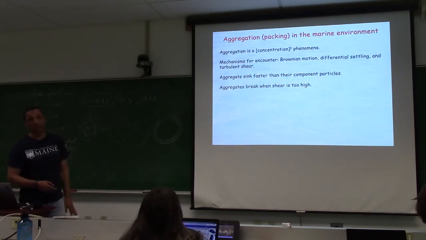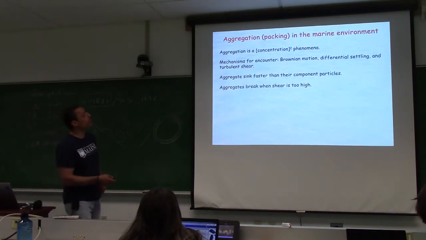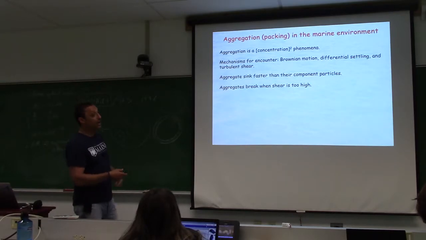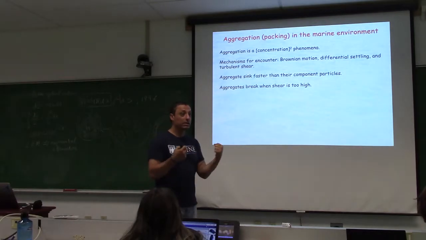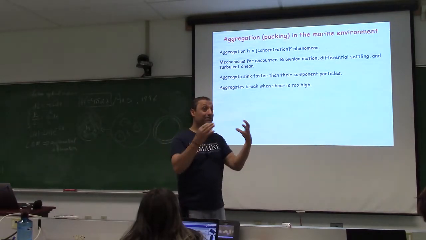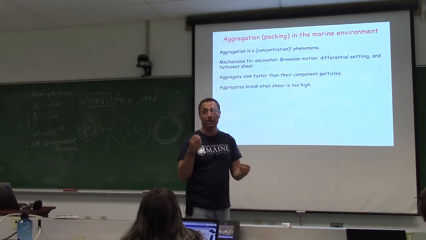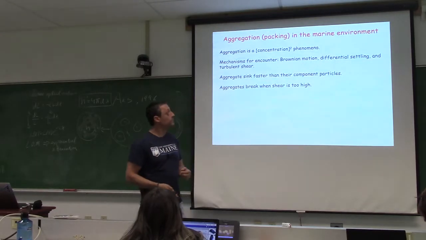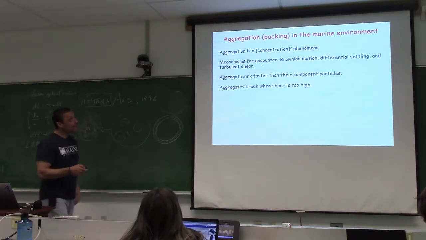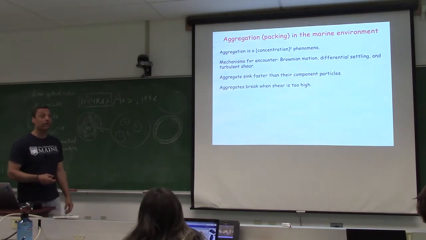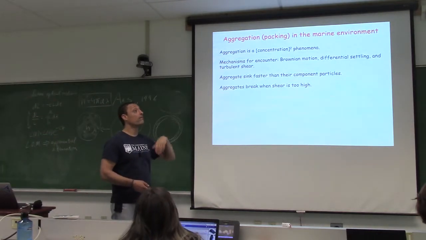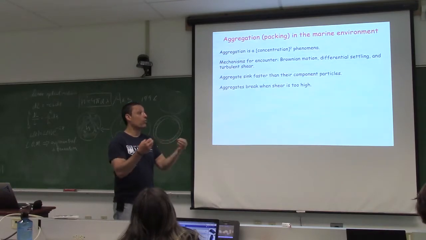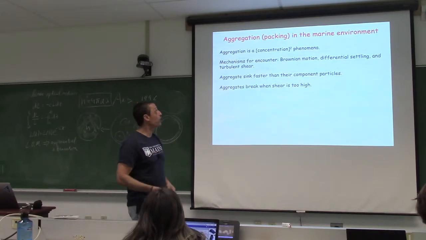So now I'm moving to aggregation. This is the last topic I'm going to talk about. Aggregation is where particles stick together, and because they stick together, they become effectively larger and sink faster than their component particles in the ocean. It's a concentration squared phenomenon, meaning if you double the concentration, this is going to go 4 times faster because you have more particle opportunities to run into each other.